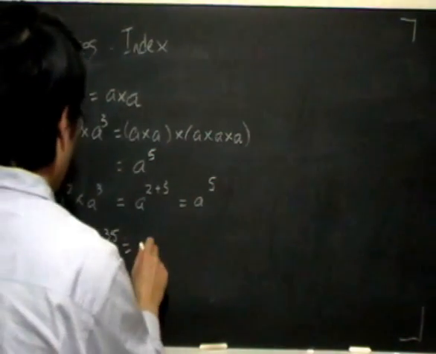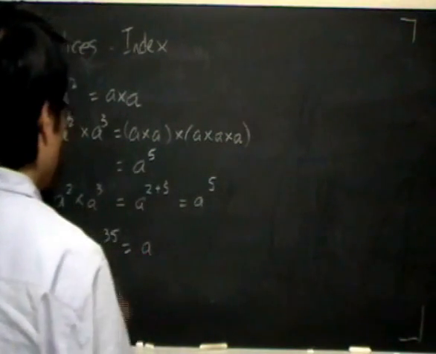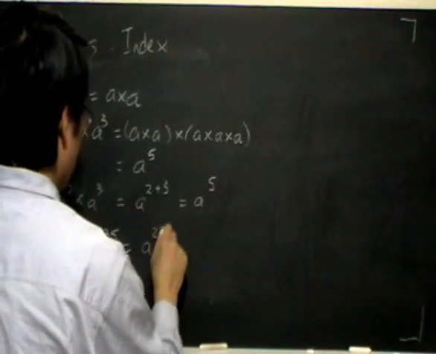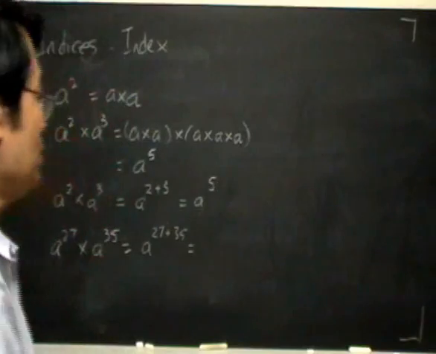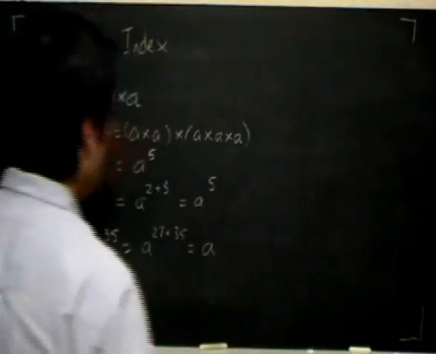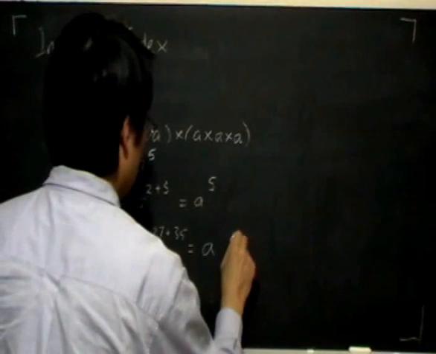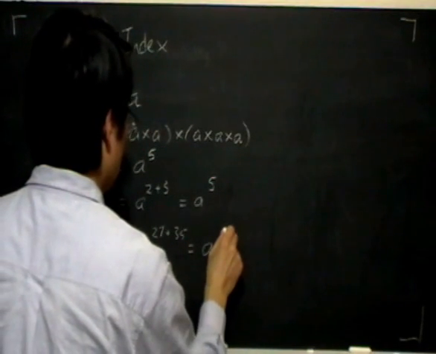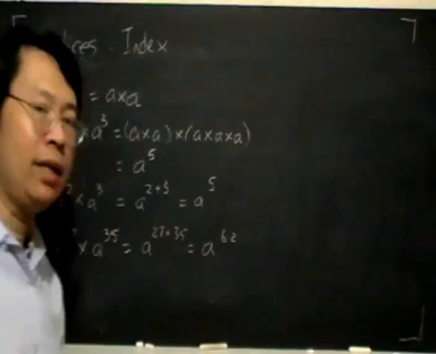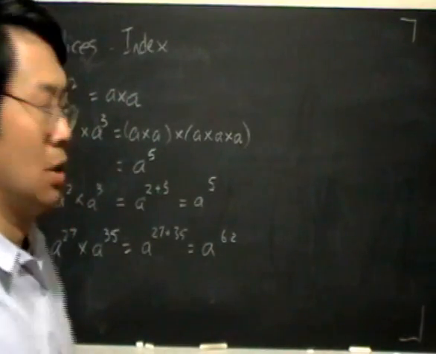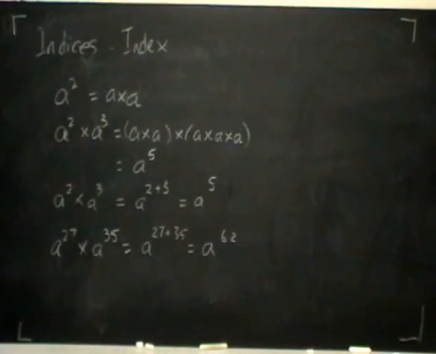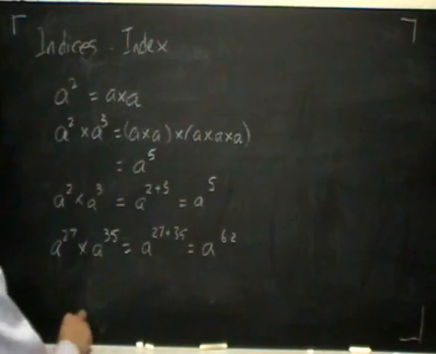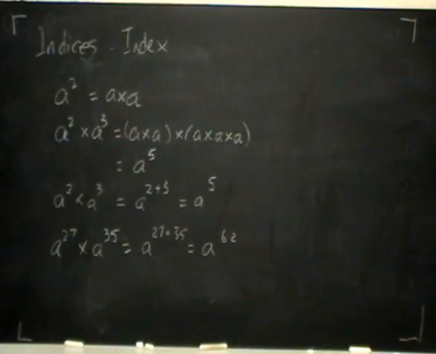So let's do that. The answer should be a to the power of 27 plus 35. So 27 plus 35 is the new power. Alright, let's add those up. 2, 6. A to the power of 62 is the answer, and we can get this quite easily just by adding up the powers.